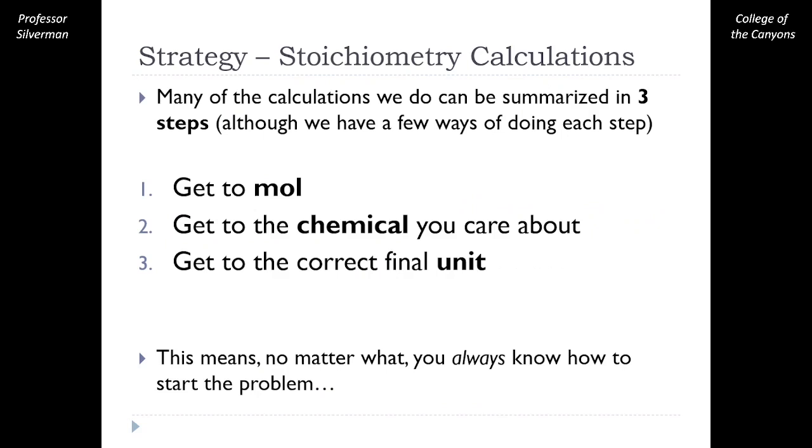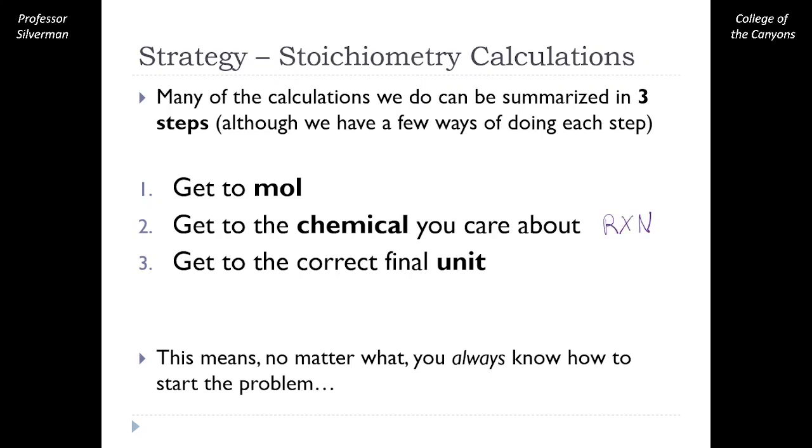For more complicated problems, we might need to do more than one step in our conversion, though. In general, in our course, almost all of our calculations can be summarized in the same 3 steps. We like to get to moles first because that is our home base, our central hub. Once you convert to moles, you can convert to the chemical or element that you care about using our balanced reaction.